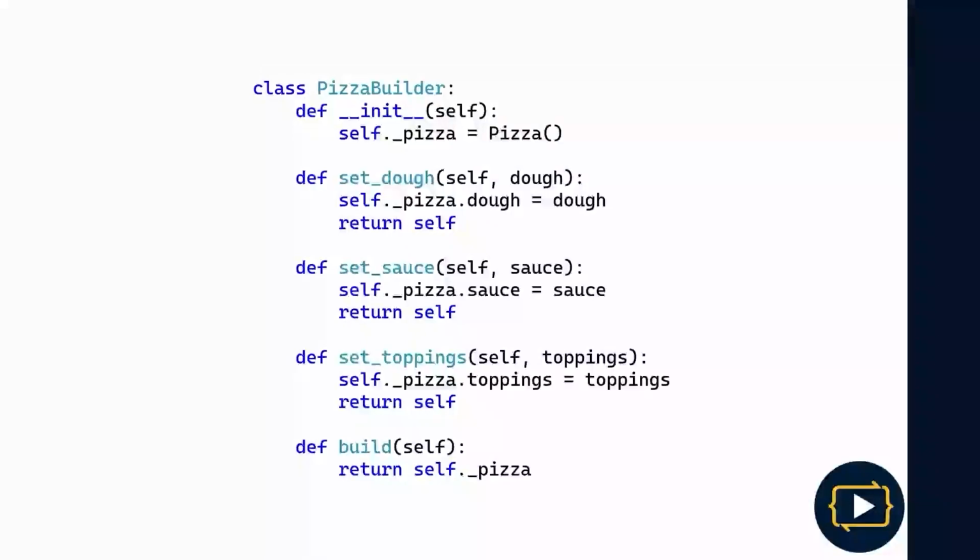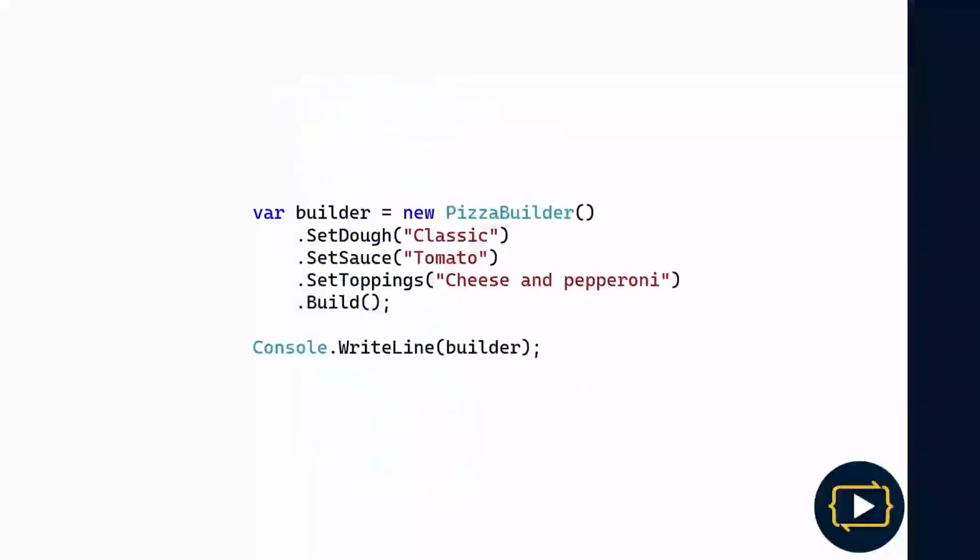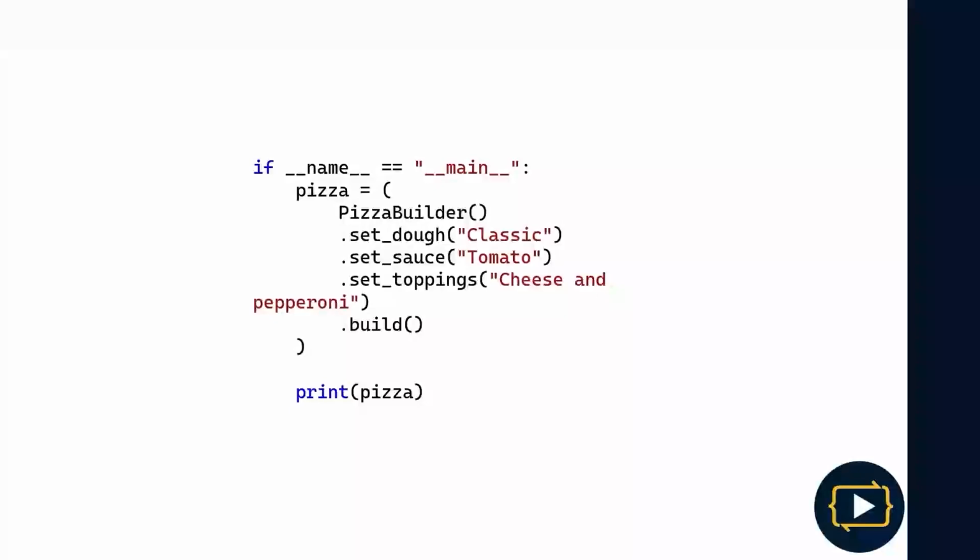Similarly, here is the implementation in Python. The logic is similar. A reference to a pizza is maintained, and it is modified as the methods of the class are invoked. Finally, the build method returns the created object. We could construct the object as shown, creating an instance of the pizza builder and calling the methods to set the properties. In the end, build gives us the fully configured instance. This flexibility allows you to skip methods if they are not needed and change the values freely. Here is the equivalent code in Python, following the same logic to create a pizza object.